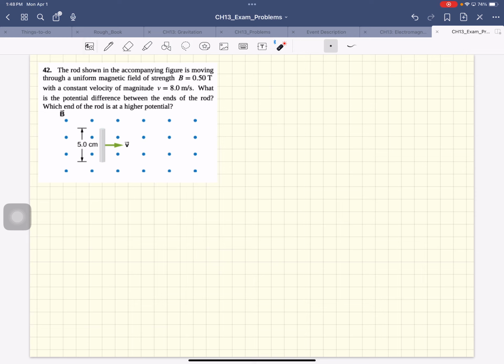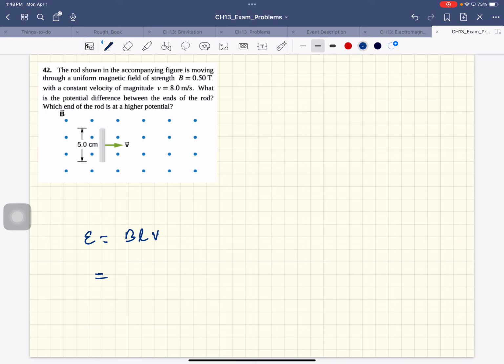Okay, so here's a magnetic field coming out of the plane of the paper, and you move a rod in the presence of this magnetic field. This becomes a battery. The rod shown in the accompanying figure is moving through a uniform magnetic field of strength 0.5 Tesla with a constant velocity of magnitude 8 meters per second. What is the potential difference between the ends of the rod? Okay. The EMF induced is BLV.